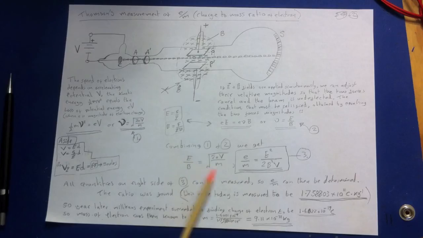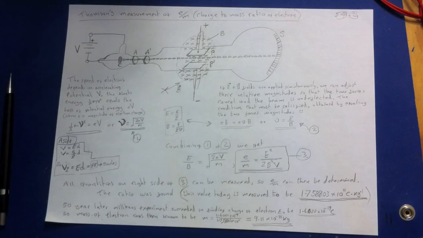Finally, if we rearrange that, we end up with the mass ratio, which is what this experiment was able to give. All the quantities on the right side can be measured, so e over m can be determined. Note that it's not possible to measure e or m separately by this method, but only their ratio. This value today is measured to be 1.7588 times 10 to the 11 coulombs per kilogram.